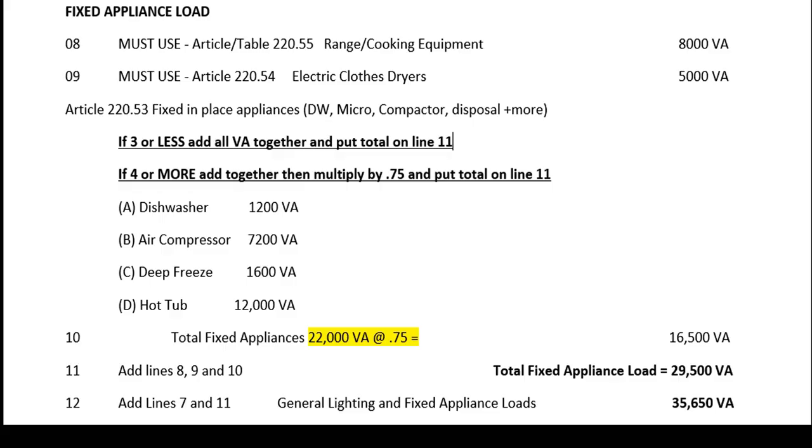If you have 4 or more fixed appliances, you can derate those. So we take the dishwasher, the air compressor, the deep freeze, and the hot tub, add all those together, that's 22,000 VA, and we can multiply that by 75%, that gives us 16,500. Add the 8,000, the 5,000, and the 16,500, that gives us the total fixed appliance load at 29,500. Now notice, on the very last line there, it says add lines 7 and 11. You take the general lighting load and the fixed appliances, that would give you 35,650 watts.